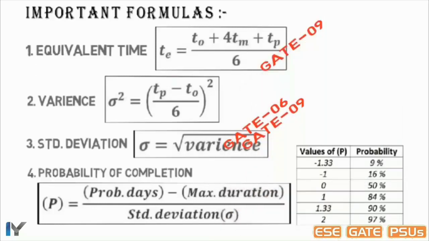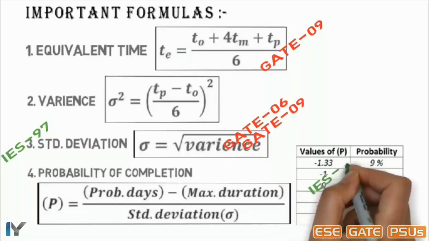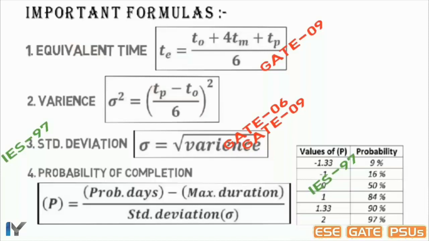In GATE 2009, a direct formula based question was there, asking the formula of equivalent time in PERT activity is given by. In ESE 97, same question was there. Variance of all the critical activities was given, asking standard deviation of critical path. Second question was there in this year, asking probability that the project will be completed in 36 days.